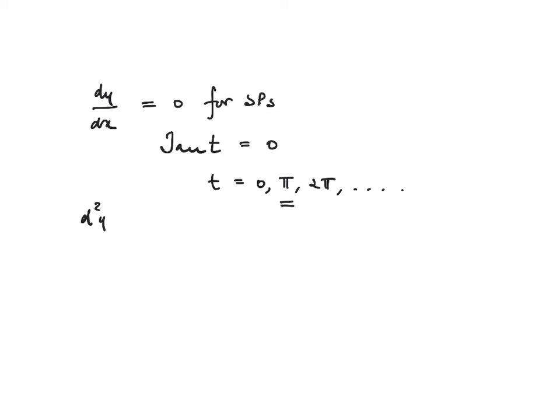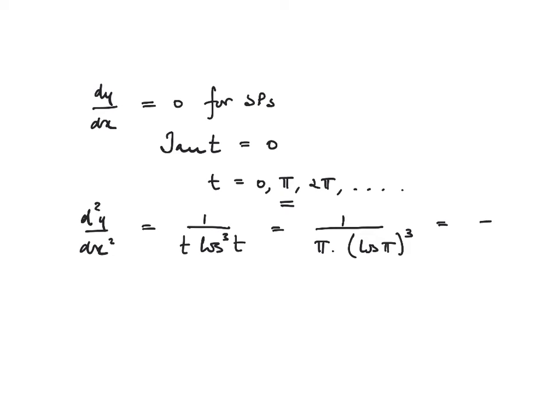We know that d2y by dx squared is 1 over t cos cubed t. Now when t has the value pi, we have 1 over pi cos of pi cubed. Now the cos of 180 degrees is minus 1. So minus 1 cubed is minus 1, and this whole term then gives us the value minus 1 over pi, which is less than 0. Therefore we have a maximum TP.